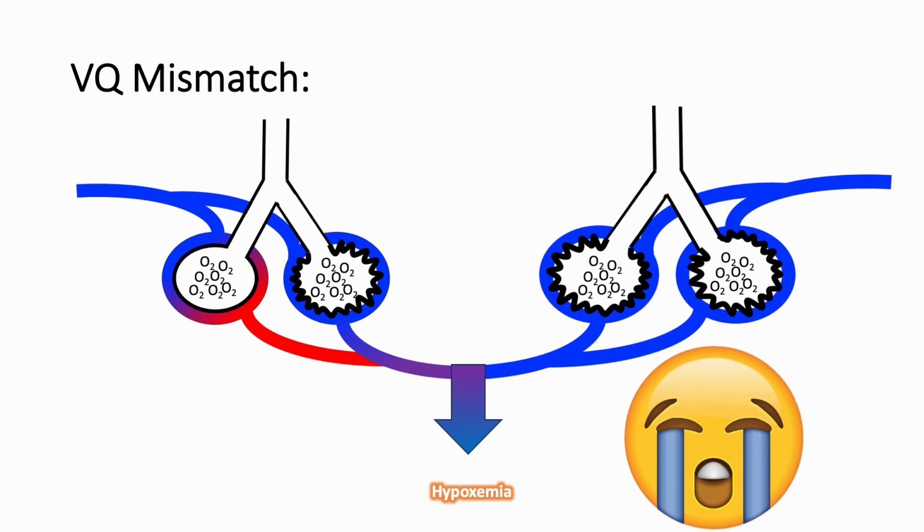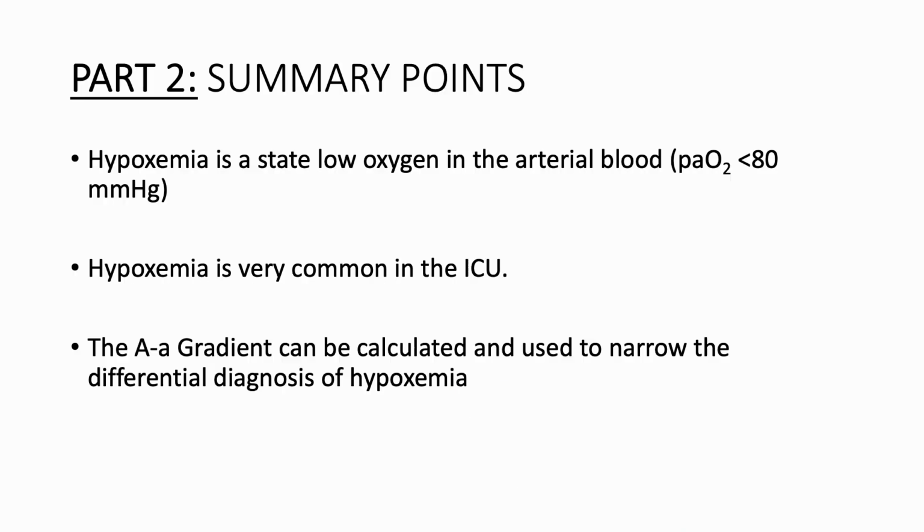From this, we can appreciate that VQ mismatch is a problem contributing to hypoxemia. And to make matters worse, because many of the alveolar units are unable to contribute to gas exchange at all, which is the main problem, management of hypoxia from VQ mismatch can be challenging, as increasing this supply to VO2 may result in minimal improvements.